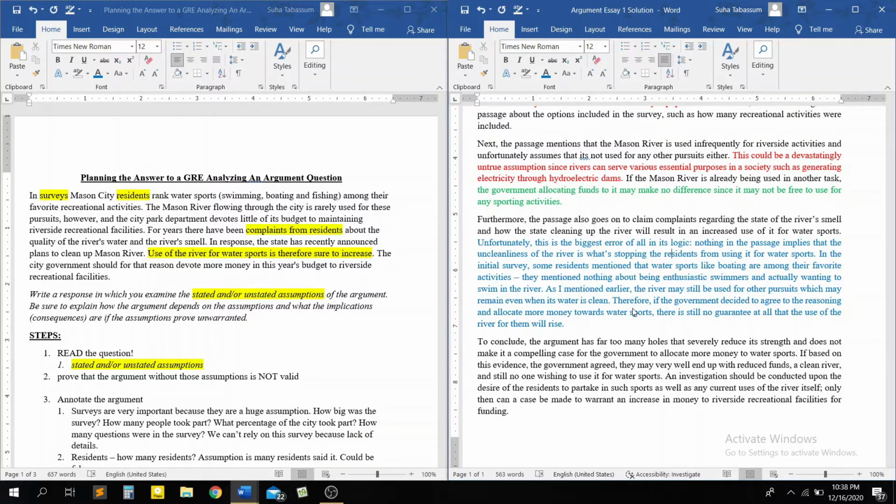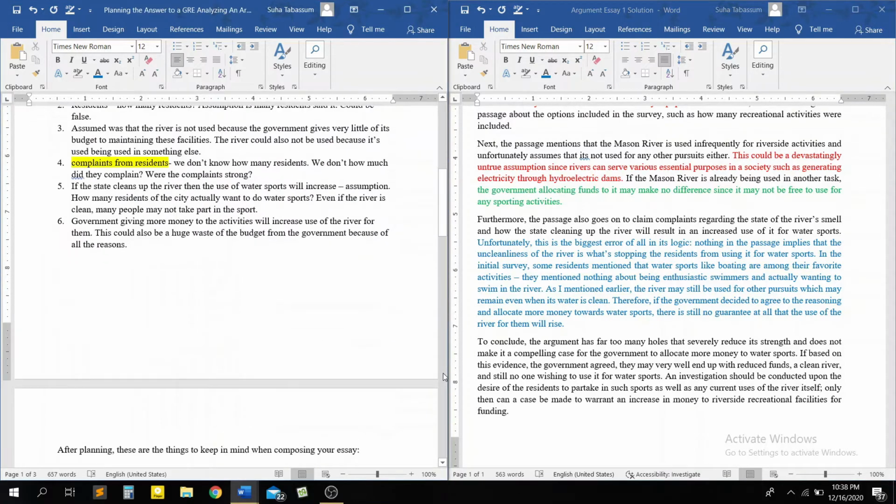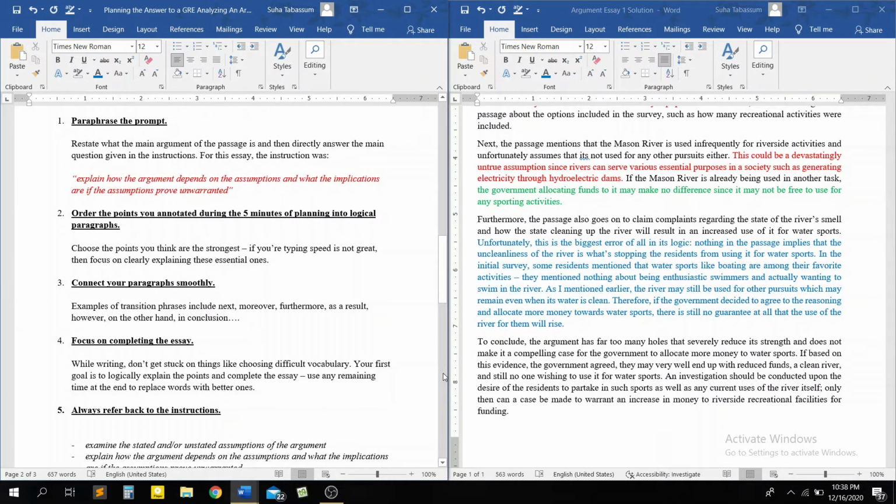Maybe they wanted to cheer for people in a boating competition, but none of them were actually interested in boating themselves. Okay, so that was our main point. Oh, I also expanded it here, and I said that even if the river was clean, it may not be free for sporting activities. It could be used for something else, like an electric dam.